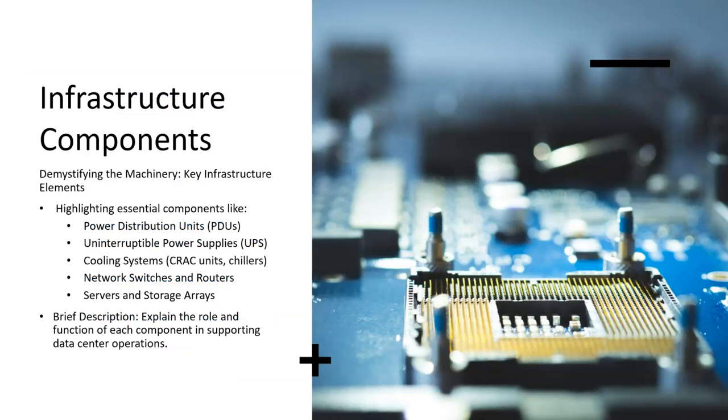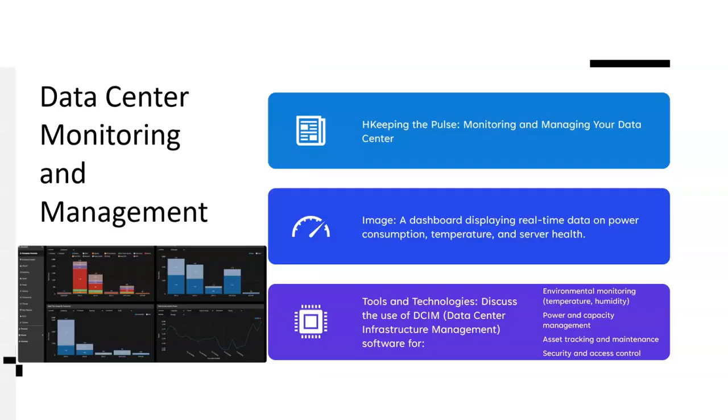Infrastructure points like machinery, what they have, key features of the infrastructure. The essential components are PDUs, meaning power distribution units, uninterruptible power supplies (UPS), cooling systems like CRAC units and chillers, network switches and routers, as we studied in CCNA as well, and servers and storage areas. And then we can explain that there are different components available in the data centers. Yes, monitoring is very much important.